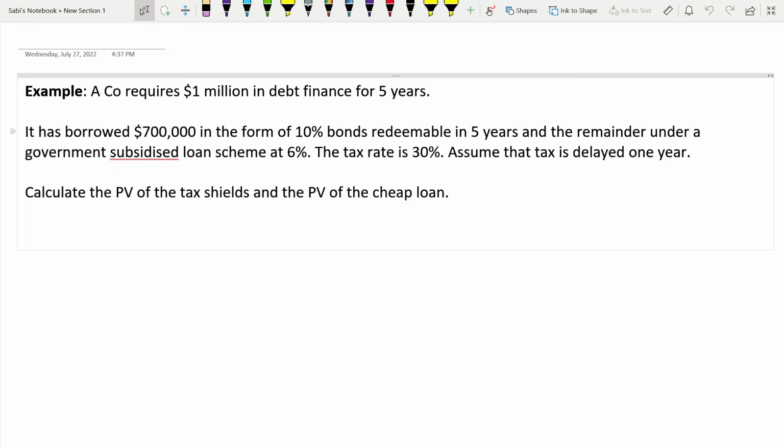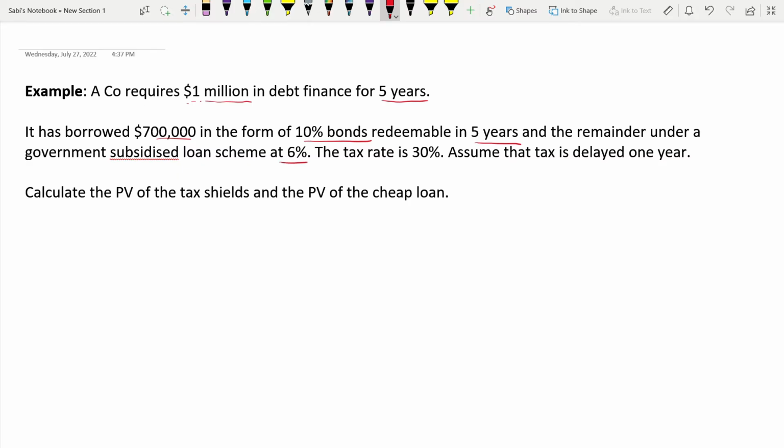Okay, so here company A requires 1 million debt finance for 5 years. It has borrowed 700,000 in the form of a 10% bond, which is redeemable in 5 years, and the remainder is a subsidized loan at 6%. So the normal rate is 10%, whereas subsidized is 6%, and the tax rate is 30%. Assume that tax is delayed 1 year.